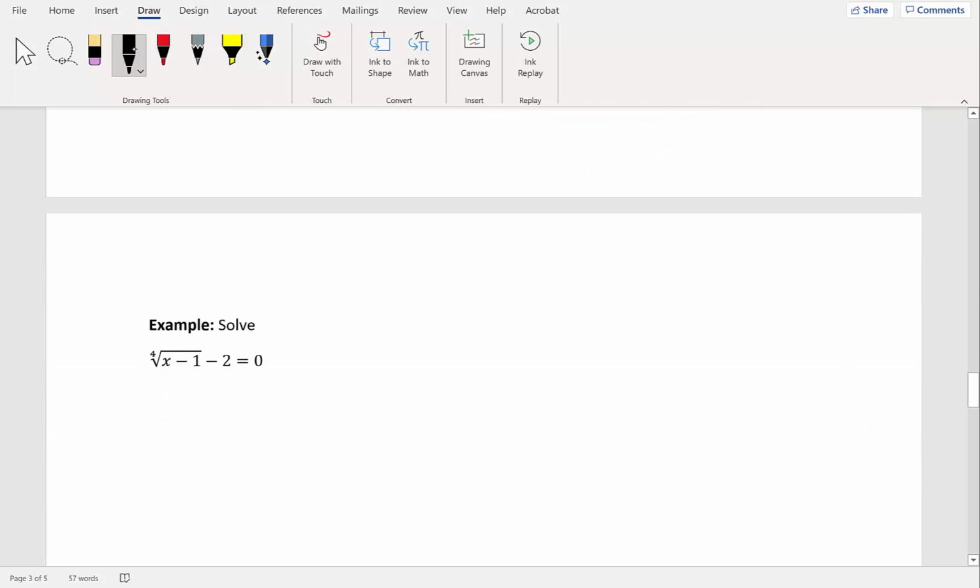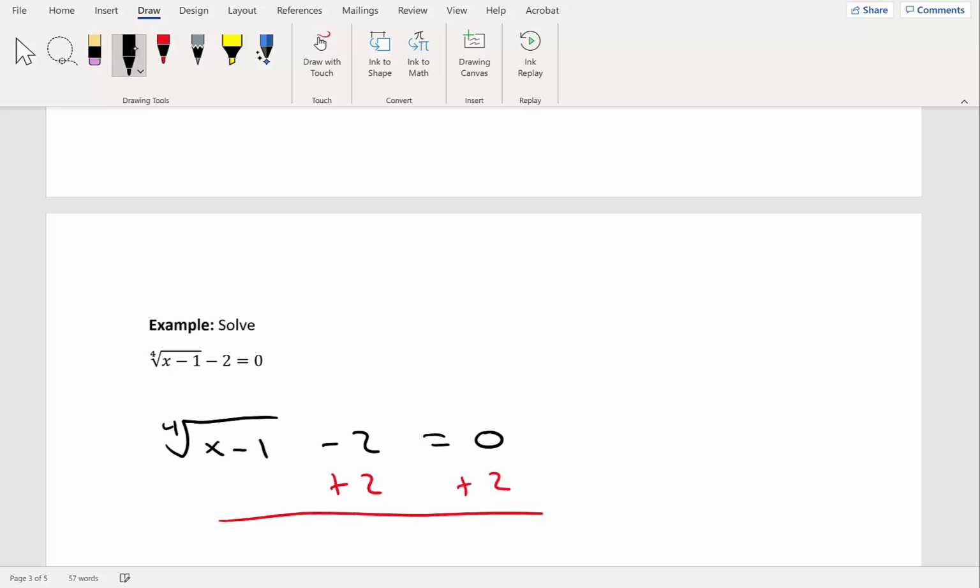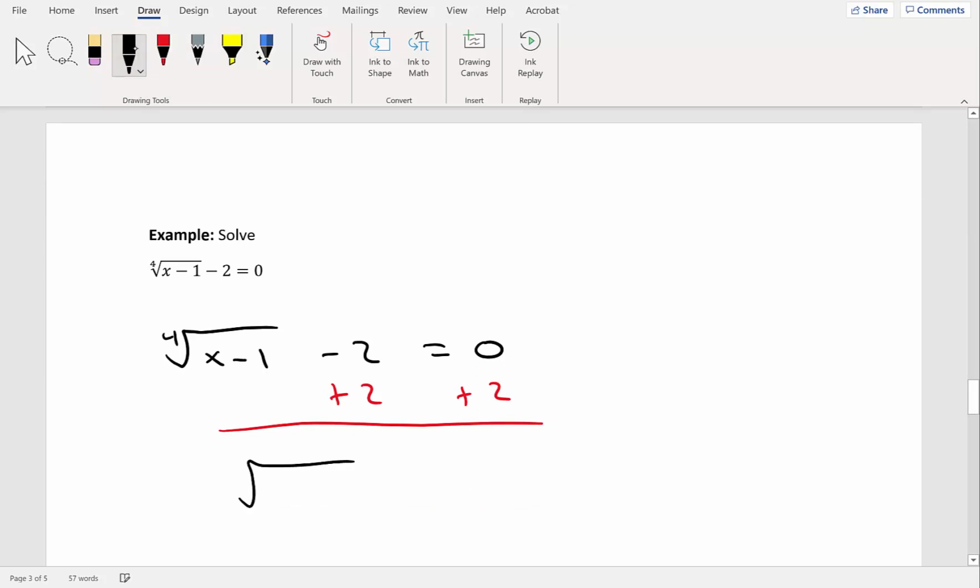Next problem. This time we have the fourth root of x minus 1, minus 2 equals 0. Well, our first step is to isolate the radical expression. So let's go ahead and add 2 to both sides. So I have the fourth root of x minus 1 is equal to 2. And now we have to raise both sides of the equation to the power of the index. But be careful here because our index is 4. So we're raising both sides to the fourth power.